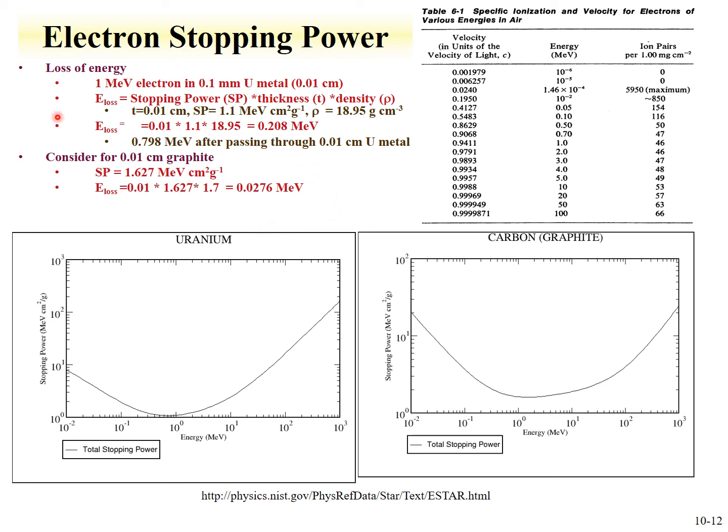This shows that obviously uranium would be better at stopping an electron than graphite. Higher Z, more electrons available for the fundamental interactions for slowing down the material. And here's the data that comes from the ESTAR program, stopping power versus energy. And we see some similar trends where we have larger values at low and high energies and a minimum close to 1 to 10 MeV.